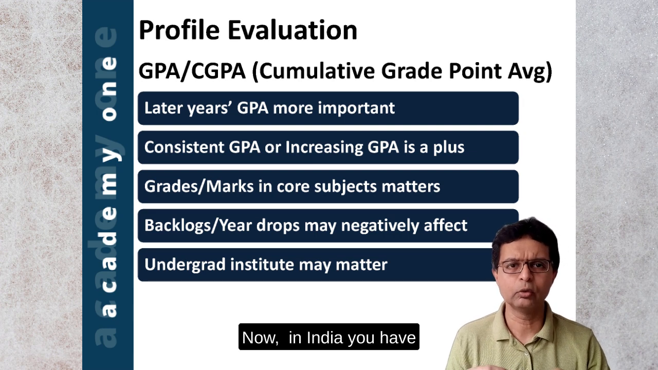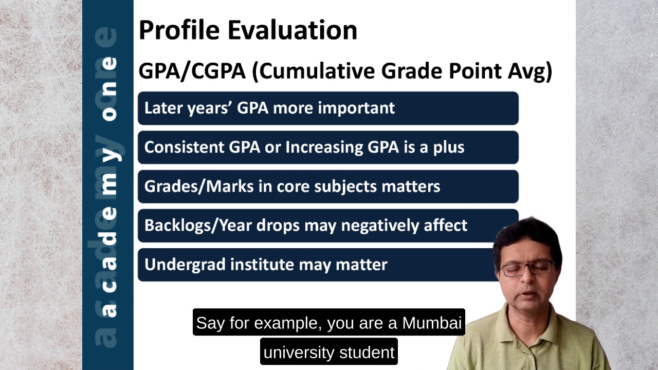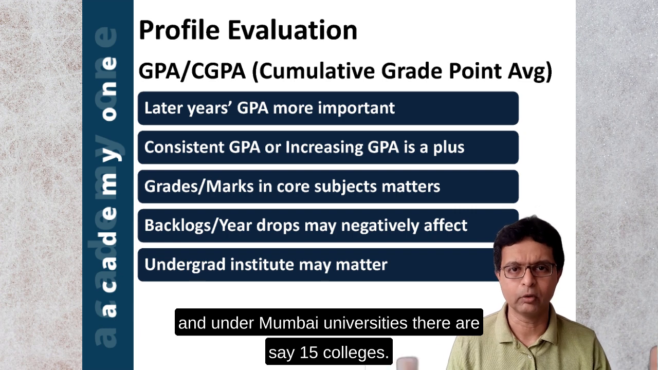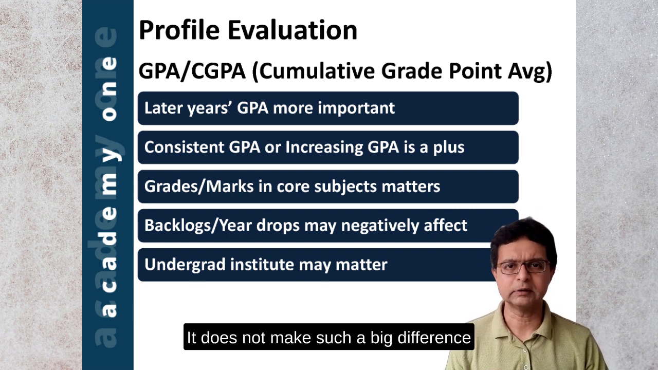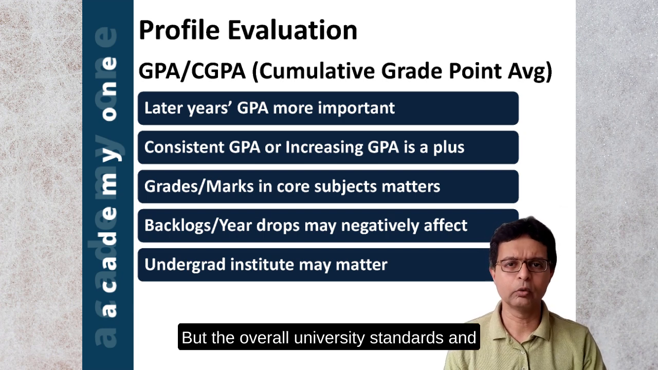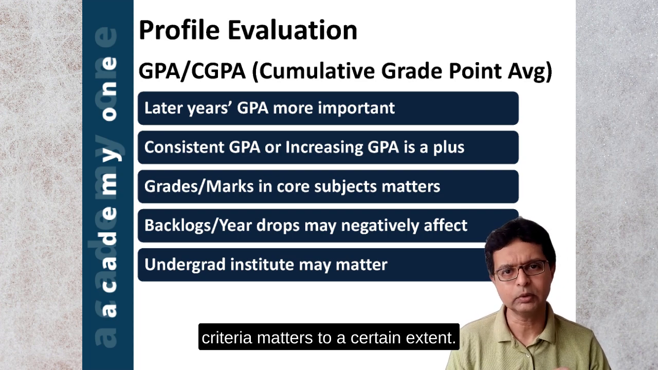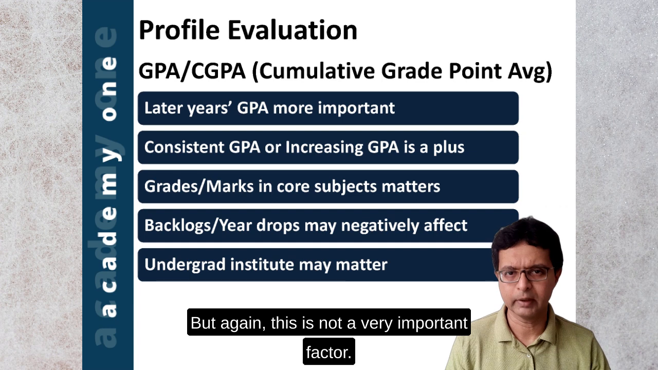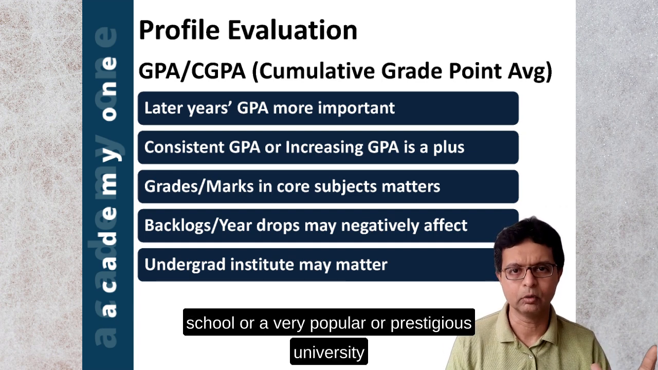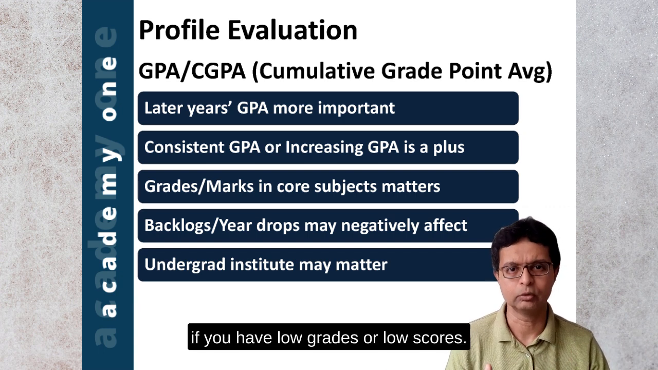In India you have a lot of universities which have affiliated colleges. Say, for example, you are a Mumbai University student and under Mumbai University there are say 15 colleges. It does not make such a big difference which college you are from within that university. But the overall university standards, rankings and maybe their evaluation criteria matter to a certain extent. But again, this is not a very important factor. Just because you are from a top-notch school or a very popular or prestigious university doesn't mean that you will get in even if you have low grades or low scores.